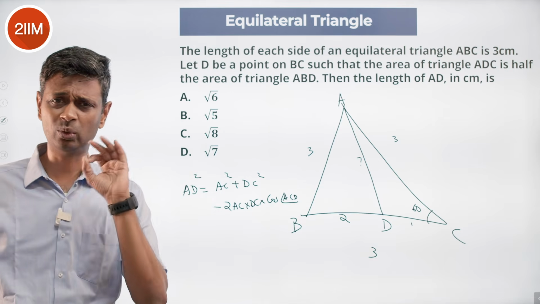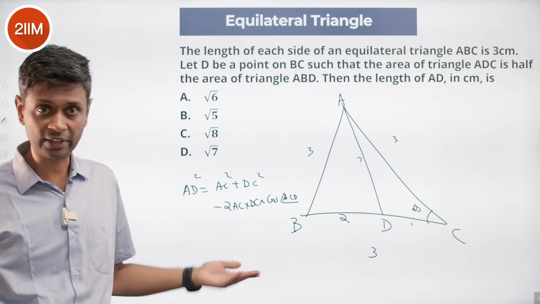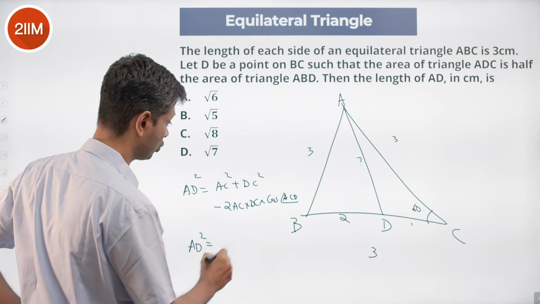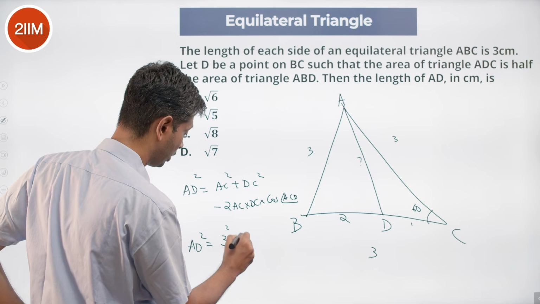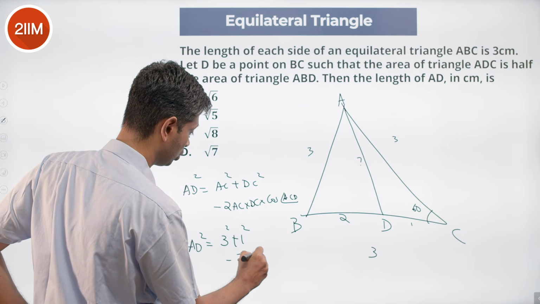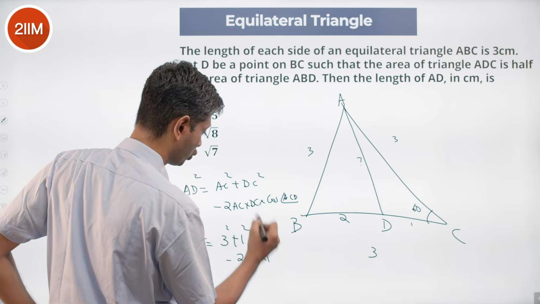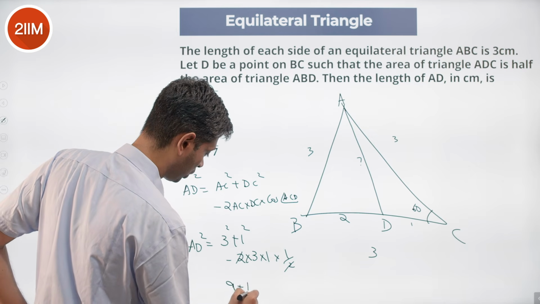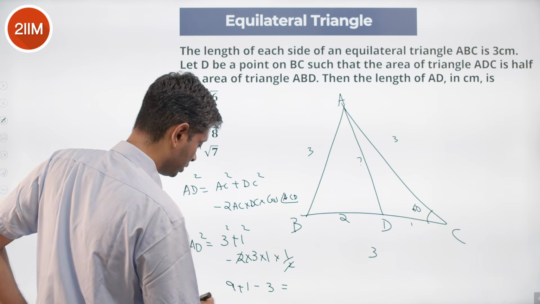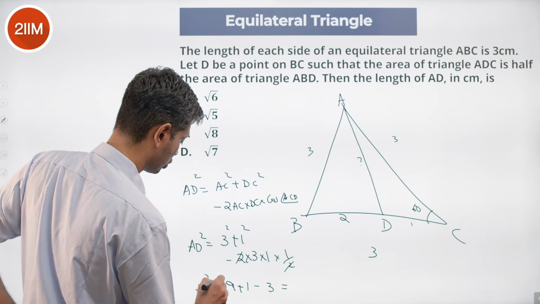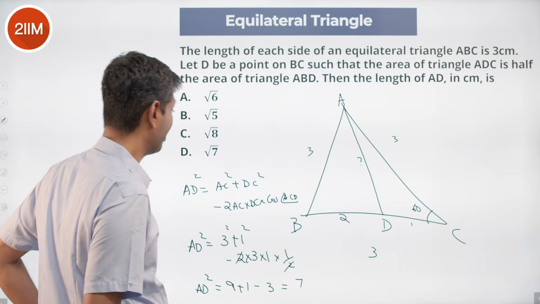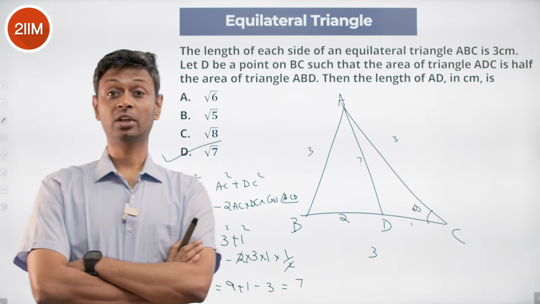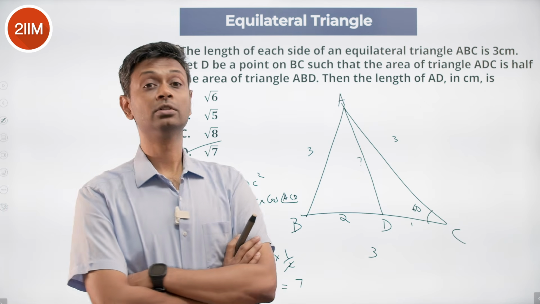Direct plugging in of the cosine rule, nothing else, but you've got to know the cosine rule to have a crack at this. AD square equals AC square 3 square plus DC square 1 square minus 2 into 3 into 1 into cos 60, which is 1 by 2. Just 9 plus 1 minus 3. AD square is 9 plus 1, 10, minus 3, which is 7. So AD is root 7. If you know the cosine rule, this becomes super easy. If you don't, it's a complete nightmare. Take away from this: no cosine rule, learn cosine rule.